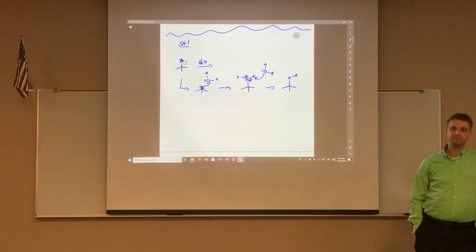Yep. A weak nucleophile. Okay, looking for a weak nucleophile. What else? Good leaving group. A good leaving group. Okay, good leaving group. What else?